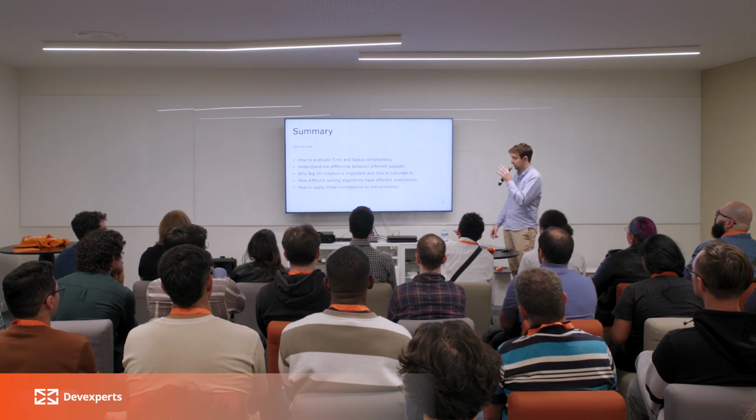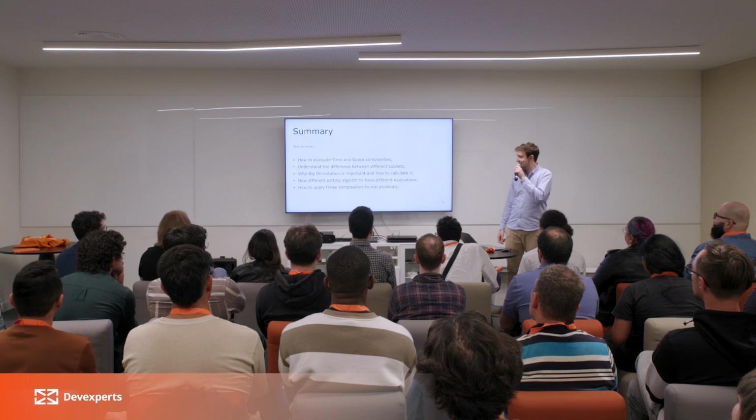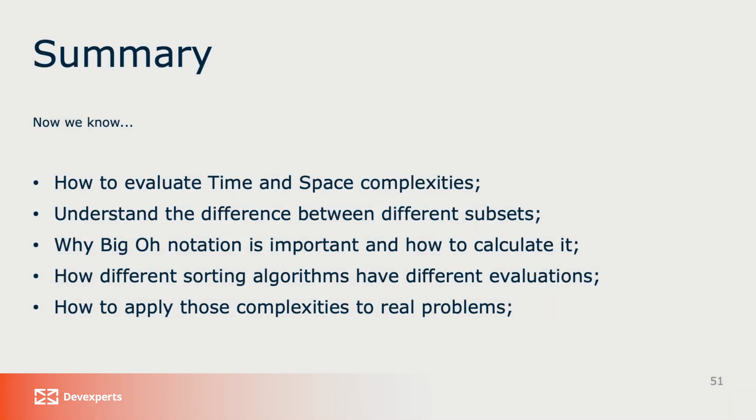So at the end of this talk, we know how to evaluate time and space complexity, at least I hope, understand the difference between different subsets, and why big O notation is more important, and how to calculate this big O notation, how different sorting algorithms have different evaluations, and how to apply those complexities to real problems.